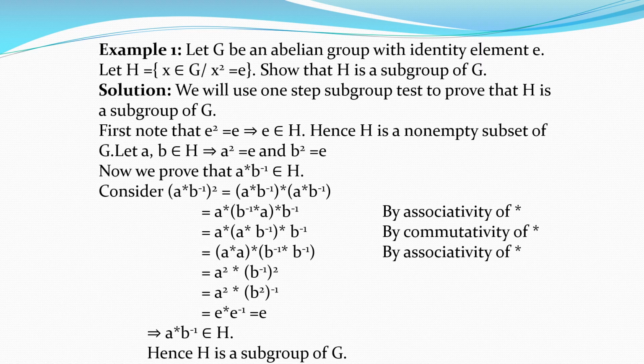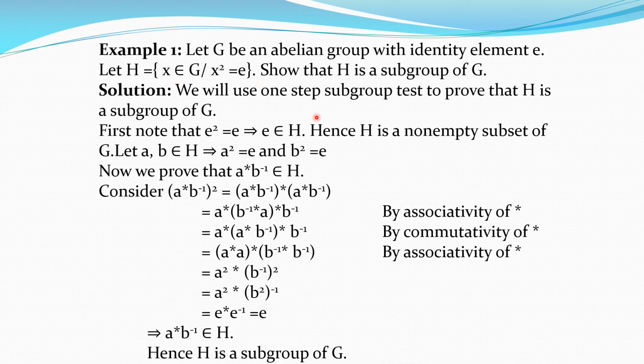Now let G be an abelian group with identity element E. Here the group is not specified; it is any abelian group, meaning a commutative group, and H equals the set of X in G satisfying X squared equal to identity. So H contains all those elements of group G whose second power is equal to the identity element of G. Then H is a subgroup of G.